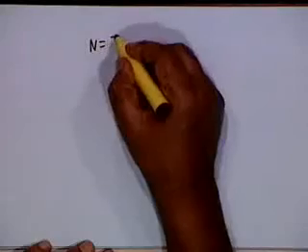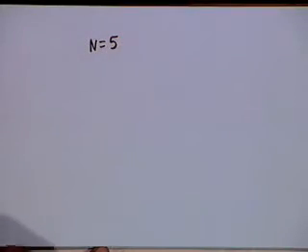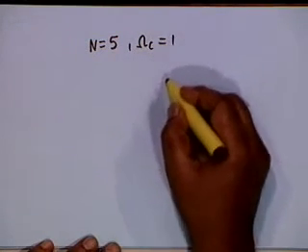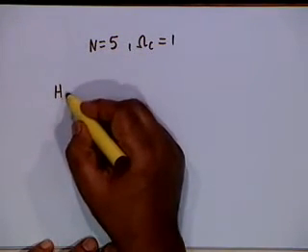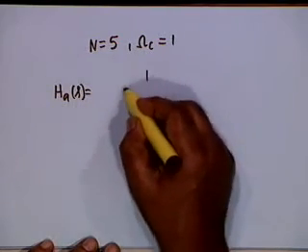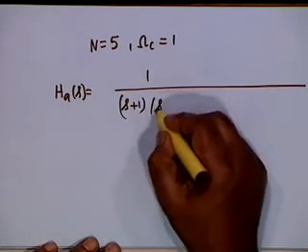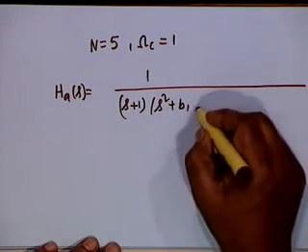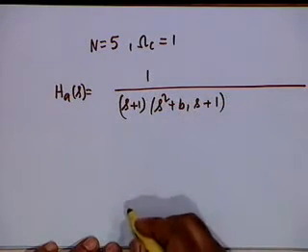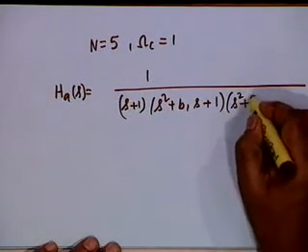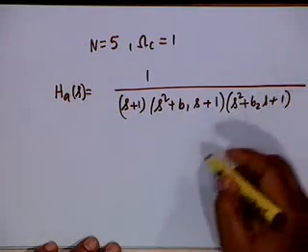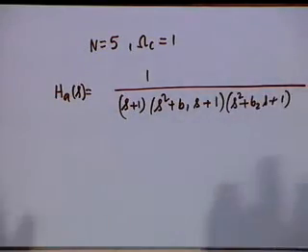If capital N is equal to 5, and omega c is equal to 1, then you can write the transfer function directly as 1 divided by s plus 1, s squared plus b1 s plus 1, s squared plus b2 s plus 1. I am going back and forth between omega c and 1 to familiarize you with the actual procedure.